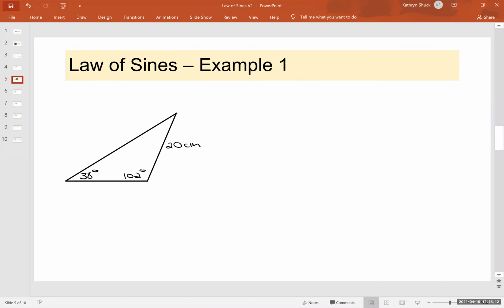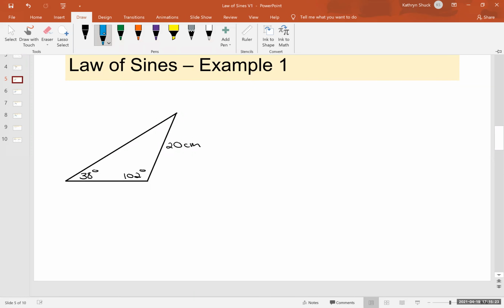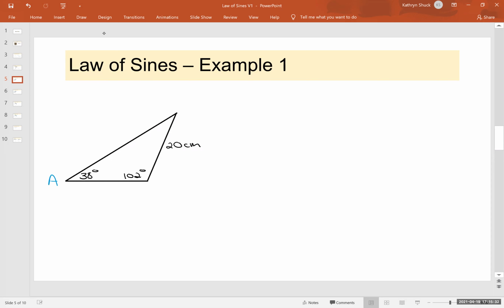So let's look at an example. In this example, I've been given two angles and a side. So the first thing I'm going to do is label everything. I'm going to use my naming convention, and for no particular reason, I'm going to call this angle A, this angle B, this angle C. And then for a very particular reason, I'm going to call the 20 centimeter side a, because it's opposite angle A. The side opposite angle B is going to be lowercase b, and the side opposite angle C is going to be lowercase c. Okay, so we've named everything.